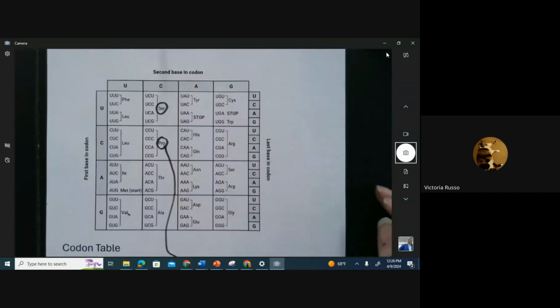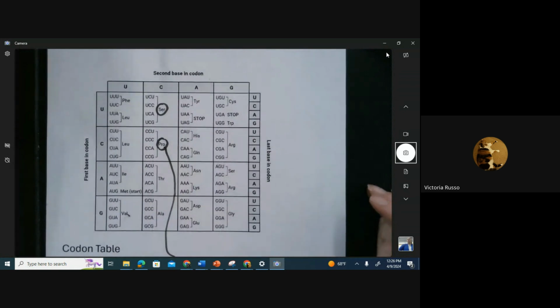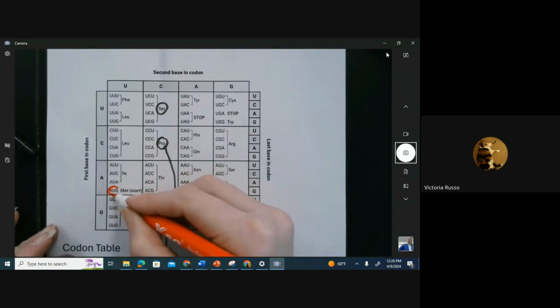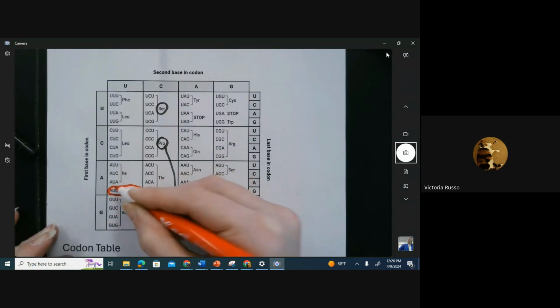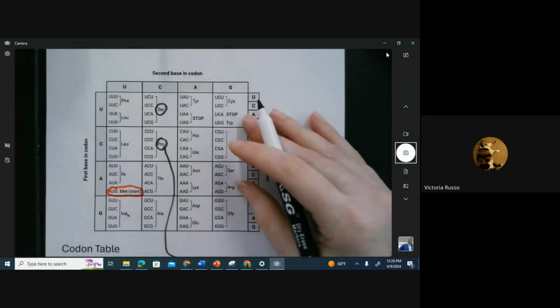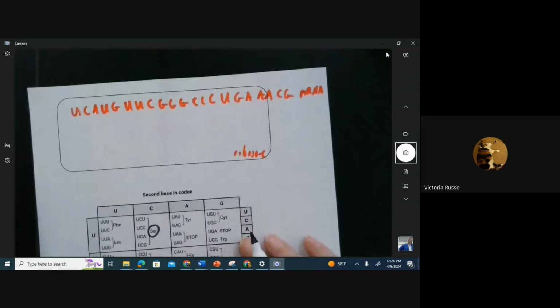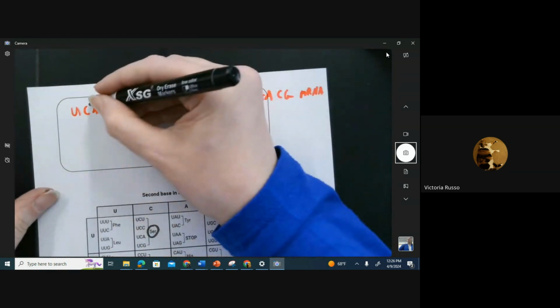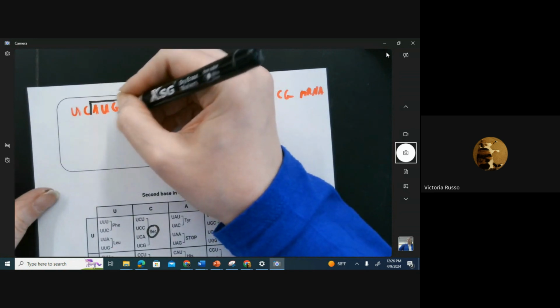Now, if you notice, there is a special codon. Actually, let me get a different color. This special codon is called AUG, and it's the start codon. Translation, making a protein, can't start until you see a start codon. So if you go back to our mRNA, we try to find where we see AUG. And I see AUG here, and I'm going to put a box around it.